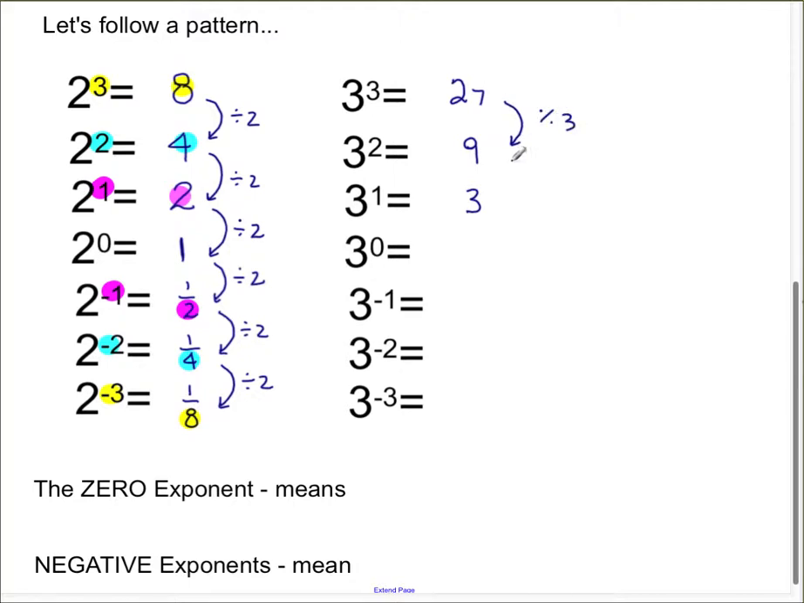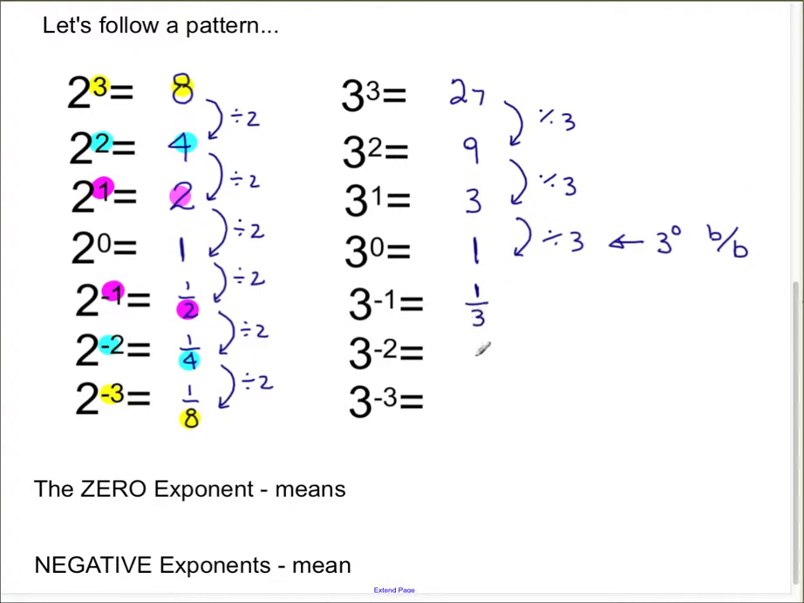So we're dividing by the base every time, which makes sense because when we went forward, we were multiplying by the base every time. So now we're dividing by the base every time, which means that when I go here, I'm going to do 3 divided by 3, which is 1. Same answer I got for 2 to the 0. And that is because I got this one by dividing by itself. So 3 to the 0 means the base divided by the base. That's what it means. Now we're going to keep going. 1 divided by 3, well, I'm going to write that as the fraction 1 over 3.